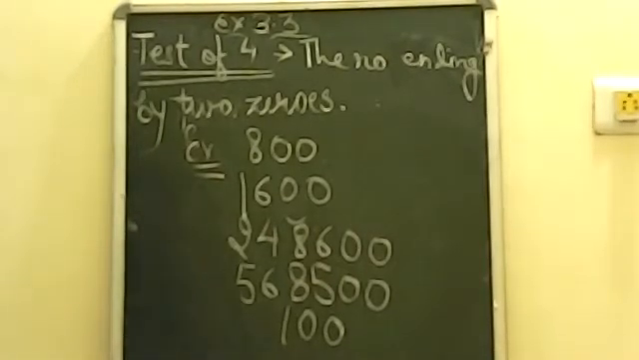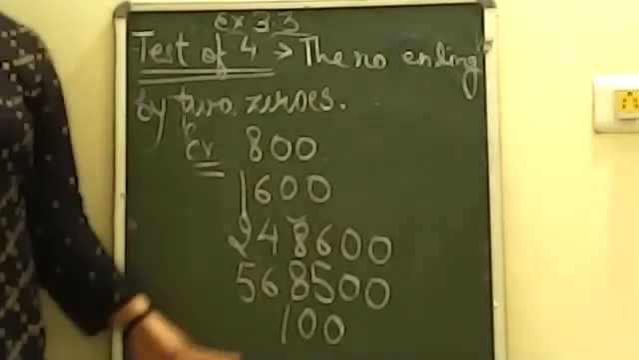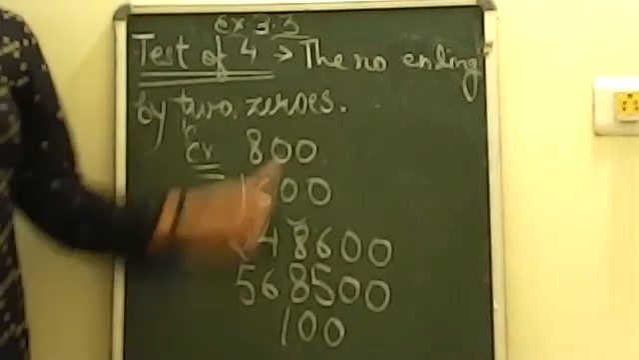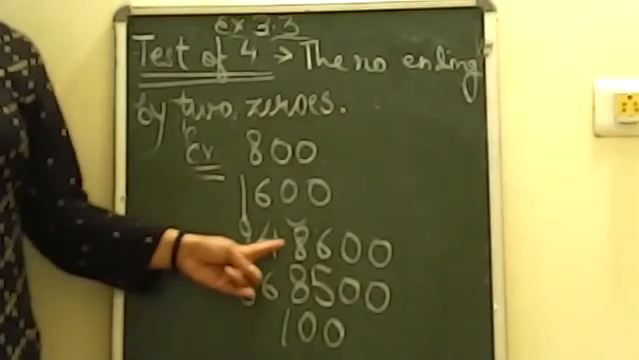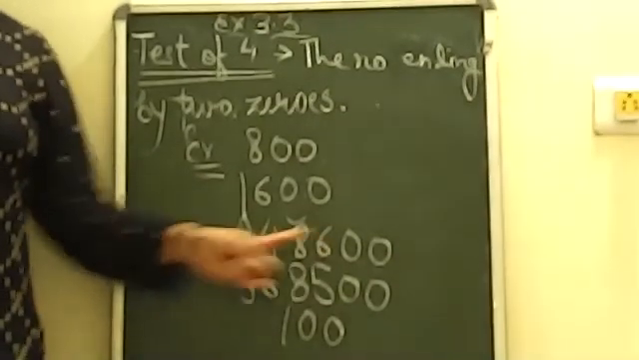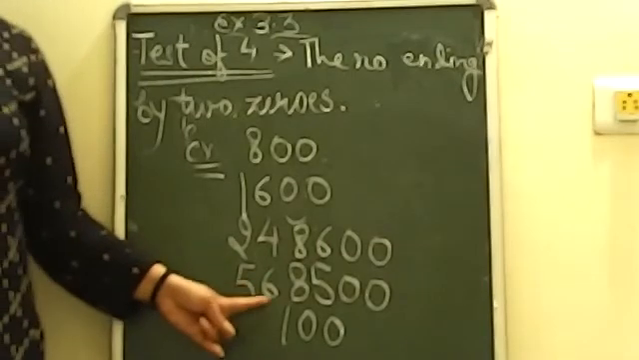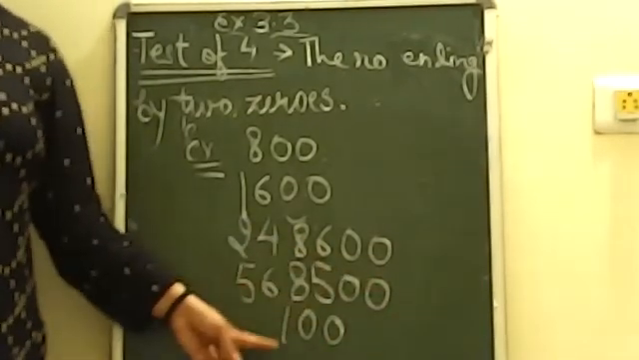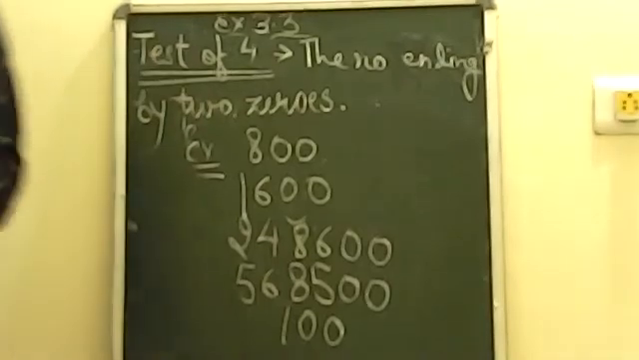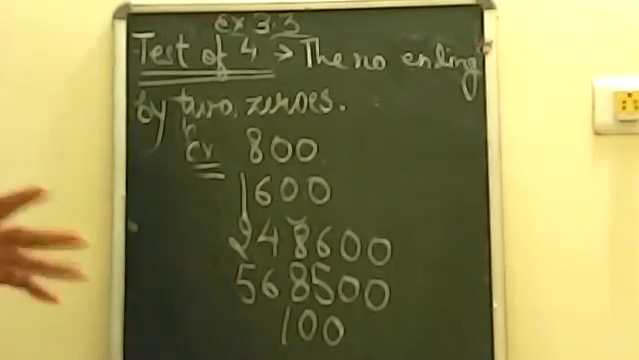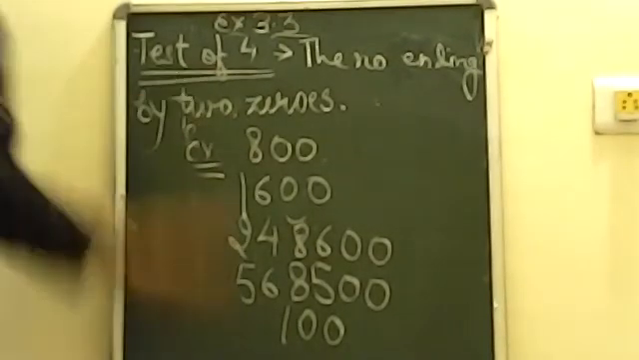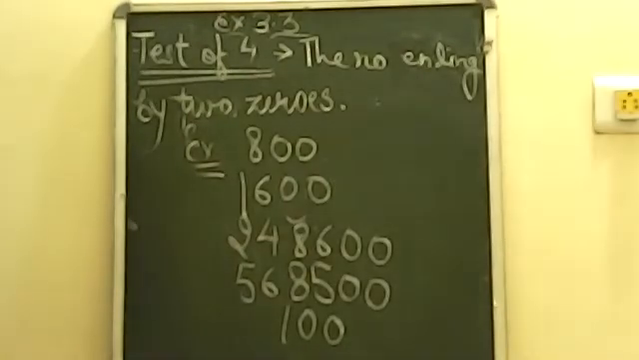Now let me tell you why they are divisible by 4. Always remember, beta, all these numbers are in the form of hundreds. This is 8 hundreds, this is 16 hundreds, this is 2486 hundreds, this is 5685 hundreds, this is 100 only. So remember, 100 is a number which is already divisible by 4. 100 जो होता है वो 4 से divide हो जाता है. That is why all these numbers are divisible by 4. This is a trick for the divisibility rule of 4.